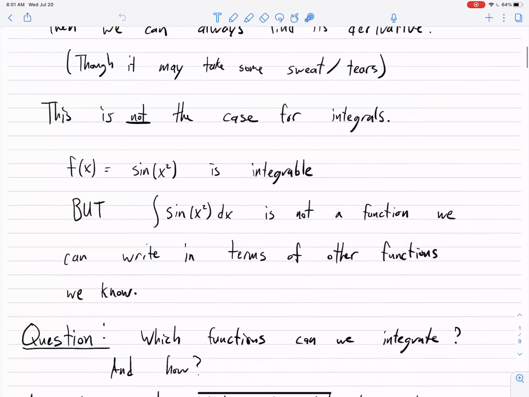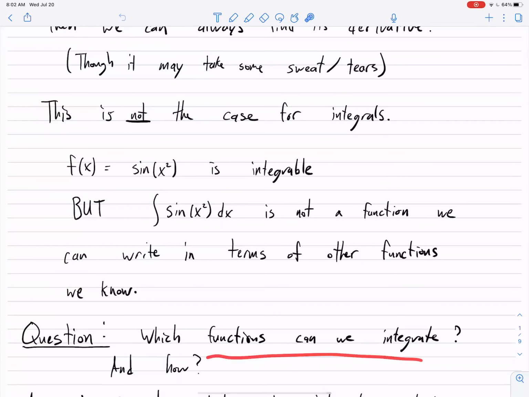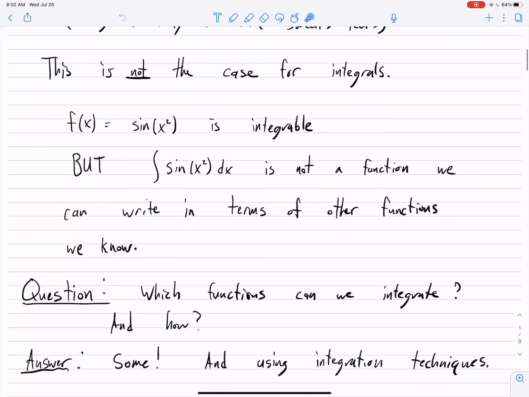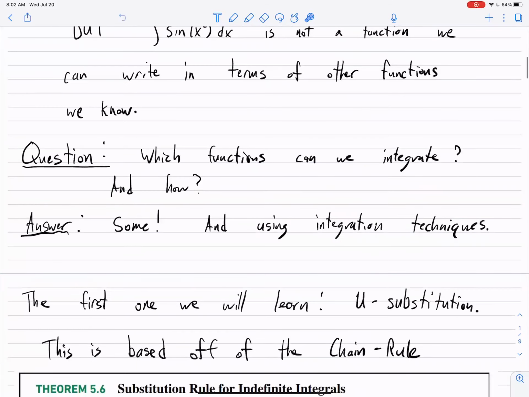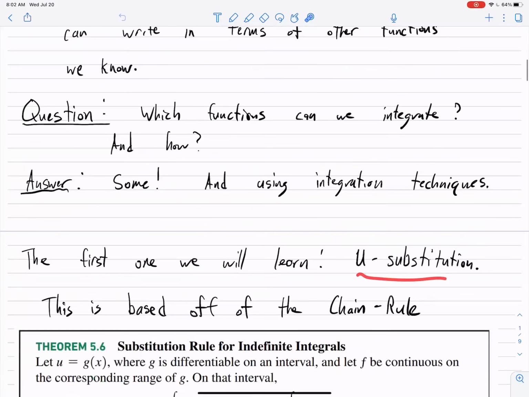And so the question then becomes, which functions can we integrate? And if so, how do we integrate them? And we'll answer some of them. For our purposes, every one that you run into in this class will be integrable. And we're going to learn the techniques. The final technique is U-substitution and how to do it. So the first one is U-substitution, and it's based off the chain rule.